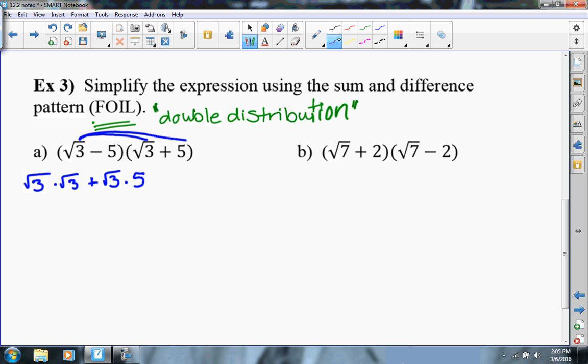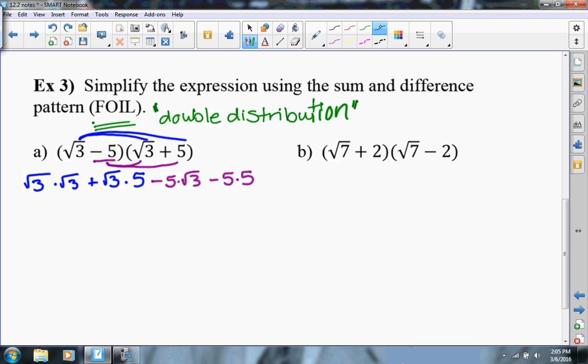Now I'm going to switch colors here so I can see my next step. Now I'm going to take my other term in the first set of parentheses here, this negative 5, and I'm going to multiply it by the square root of 3 and the 5. So now I'll have minus 5 times the square root of 3, and then minus 5 times a positive 5.